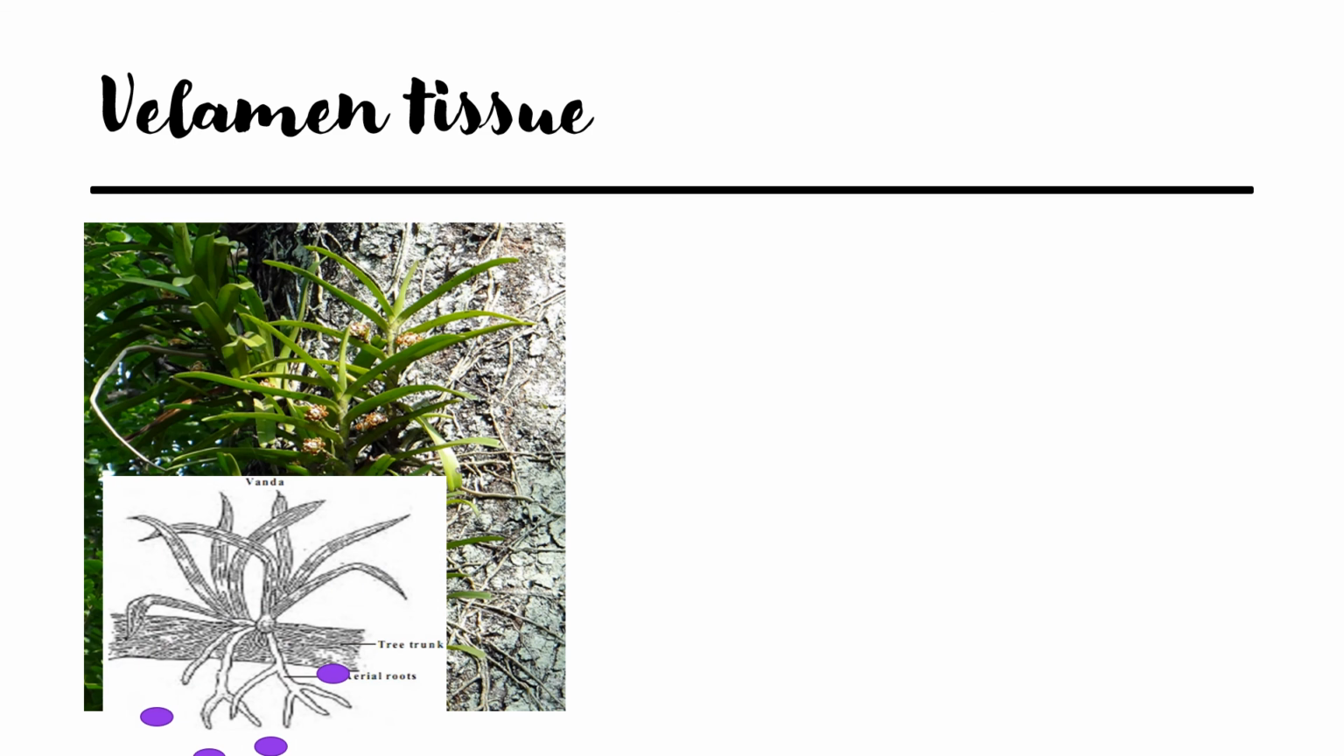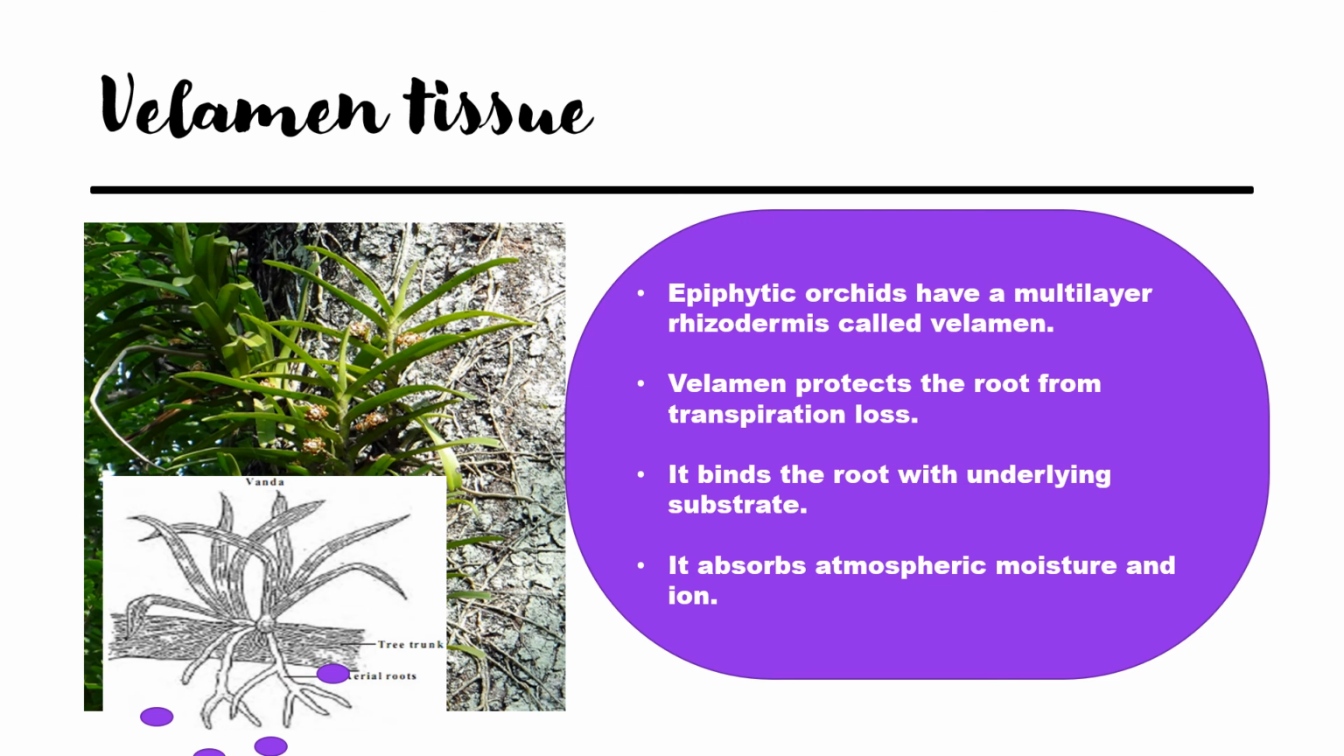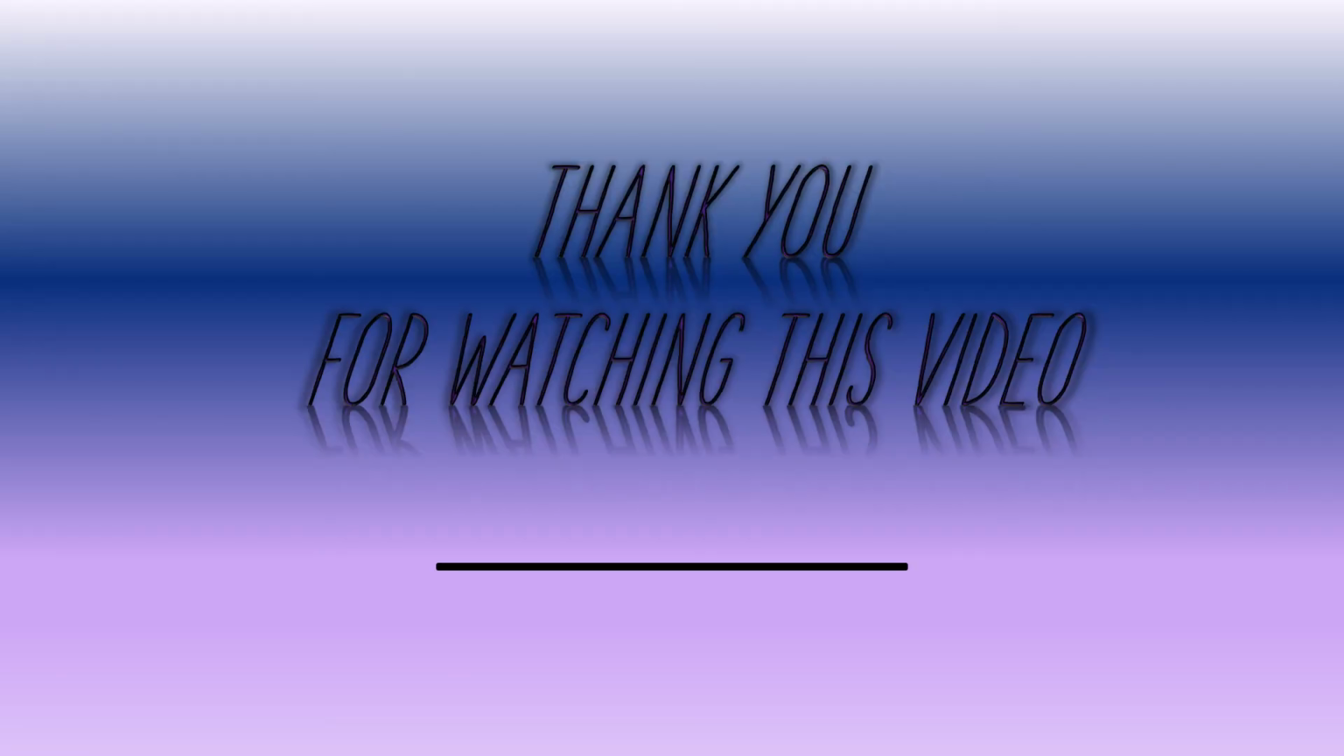Velamen tissue is another special kind of tissue found associated with root epidermis. They are a multi-layered rhizodermis. Velamen does multiple functions. It protects the root from transpiration loss. It binds the root to the underlying substratum and also it absorbs atmospheric moisture and iron. It helps the plant to get protected from ultraviolet sunlight.